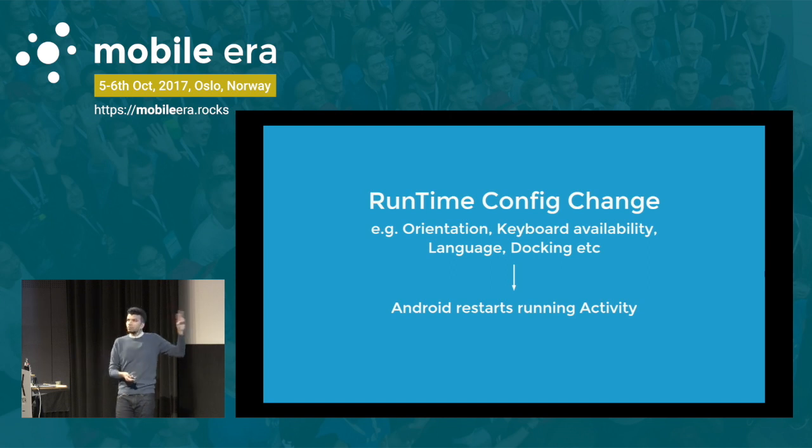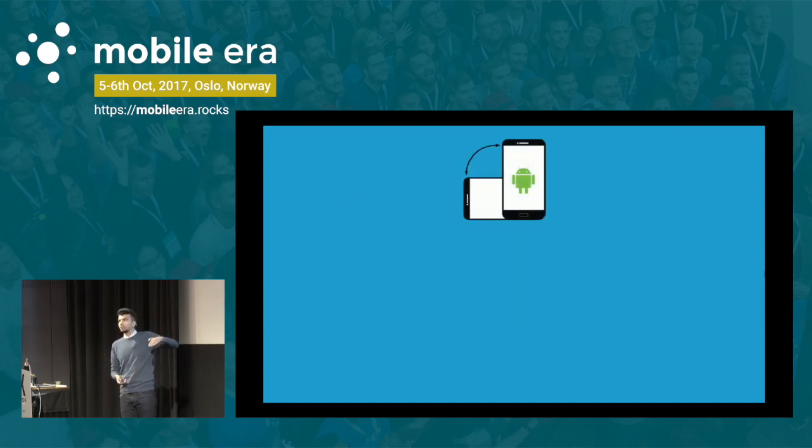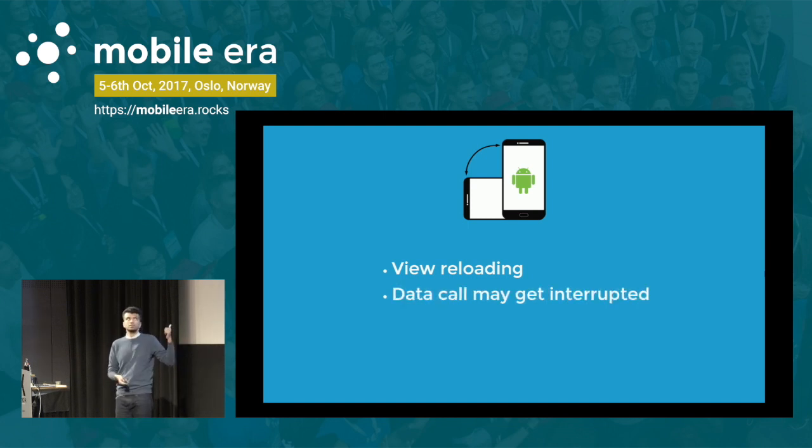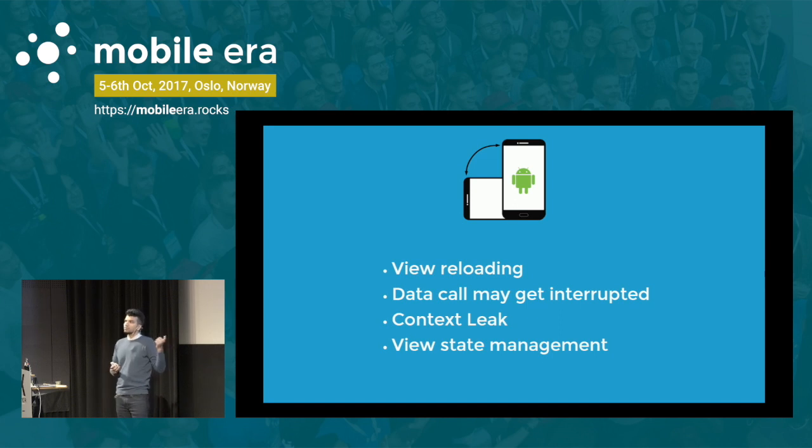So, once we combine these two, it creates this set of problems: view reloading, which we just saw, and data interruption, which we just saw. Another one is context leak. Since the previous instance is dying and we are getting a whole new instance of the view, it is super important for us to do the cleanup. If we don't do proper cleanup on our side, then a context leak may happen. So it's really important for us to do that. And finally, view state management. Now it isn't a thing until you consider data and config changes.